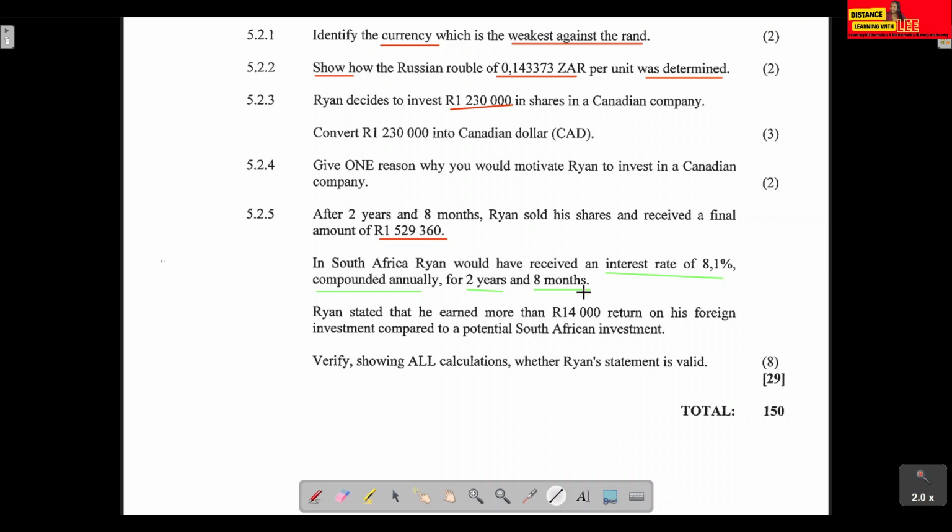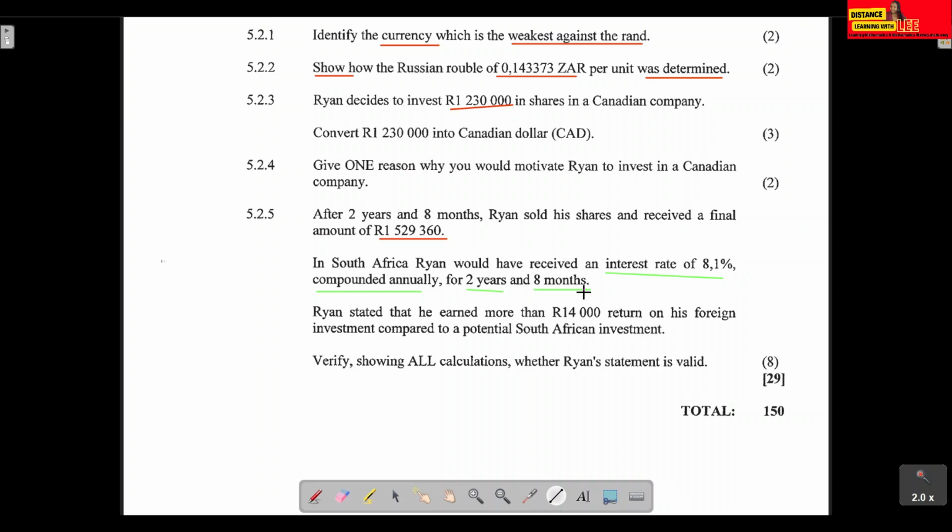Then we are told that Ryan stated that he earned more than 14,000 return on his foreign investment compared to a potential South African investment. We need to verify, showing all calculations, whether Ryan's statement is valid.